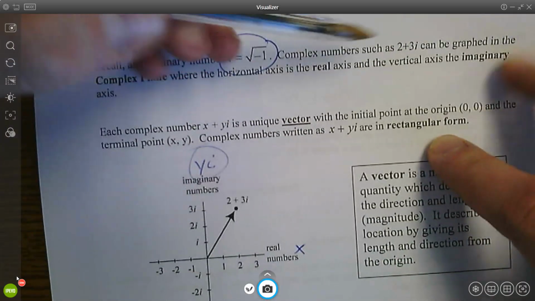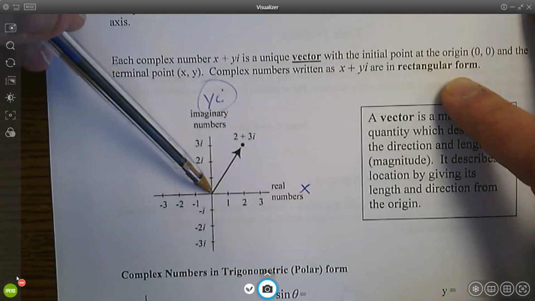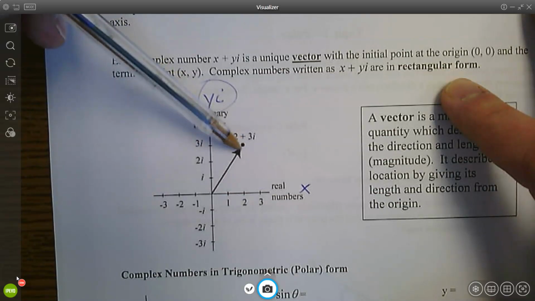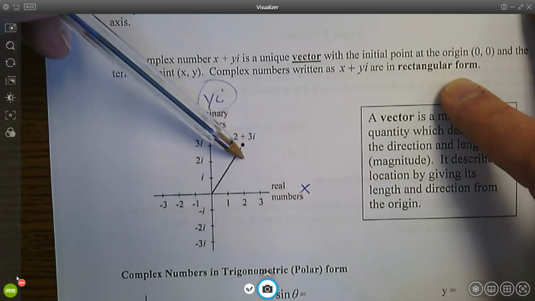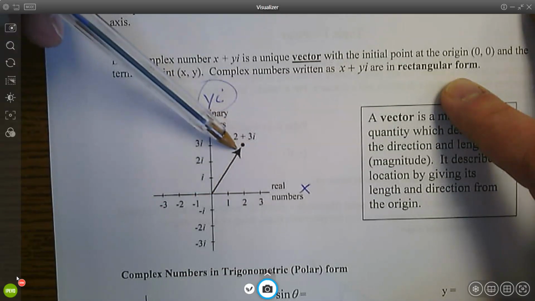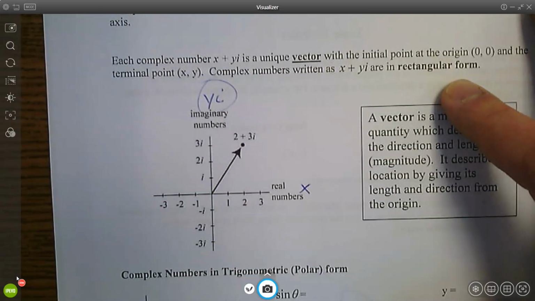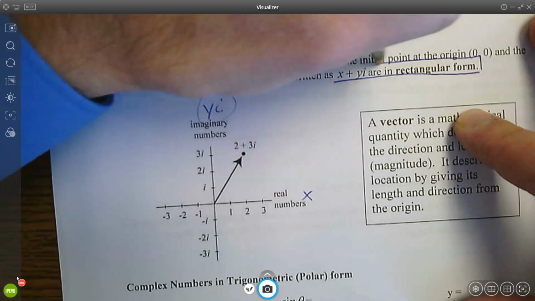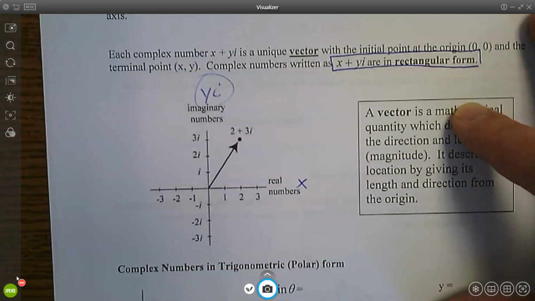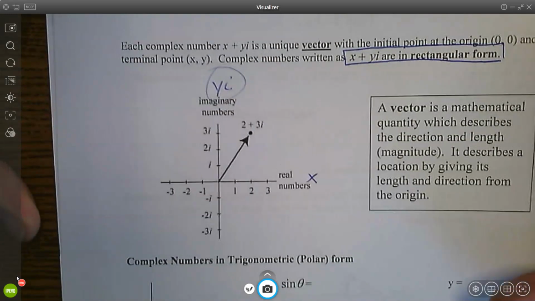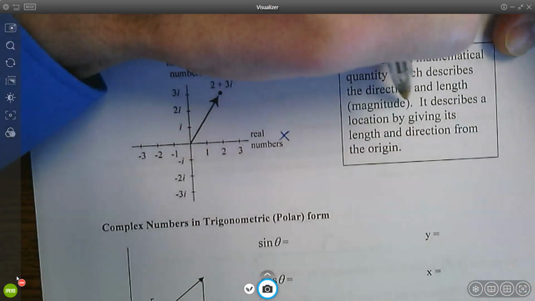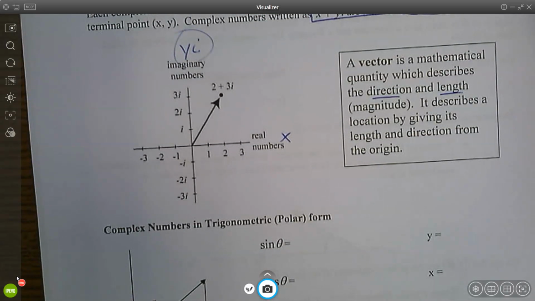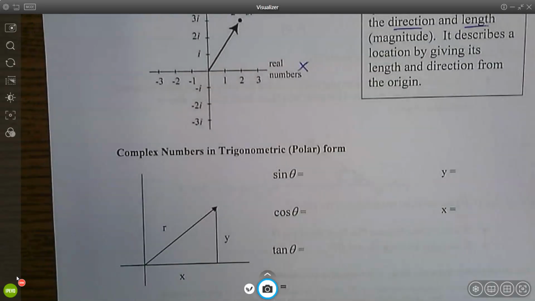So here, if we graph the complex number 2 plus 3i, we go to 2 on the real axis, and 3i, we go up 3 on the imaginary axis. And then we're going to draw a vector starting at the origin, ending at that point 2 plus 3i. We call that rectangular form. Complex numbers are written as x plus yi, that's rectangular form. So the reason we're using a vector is it describes the direction and the length, the direction and the distance, which is what we do with polar coordinates.